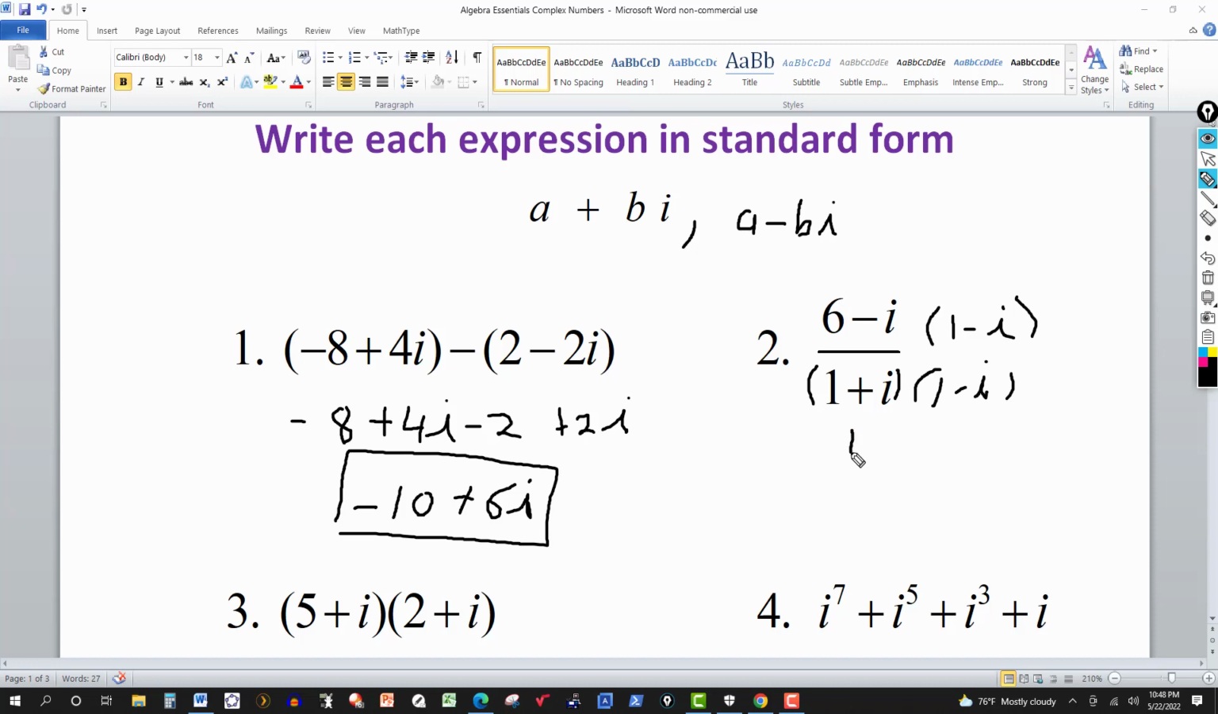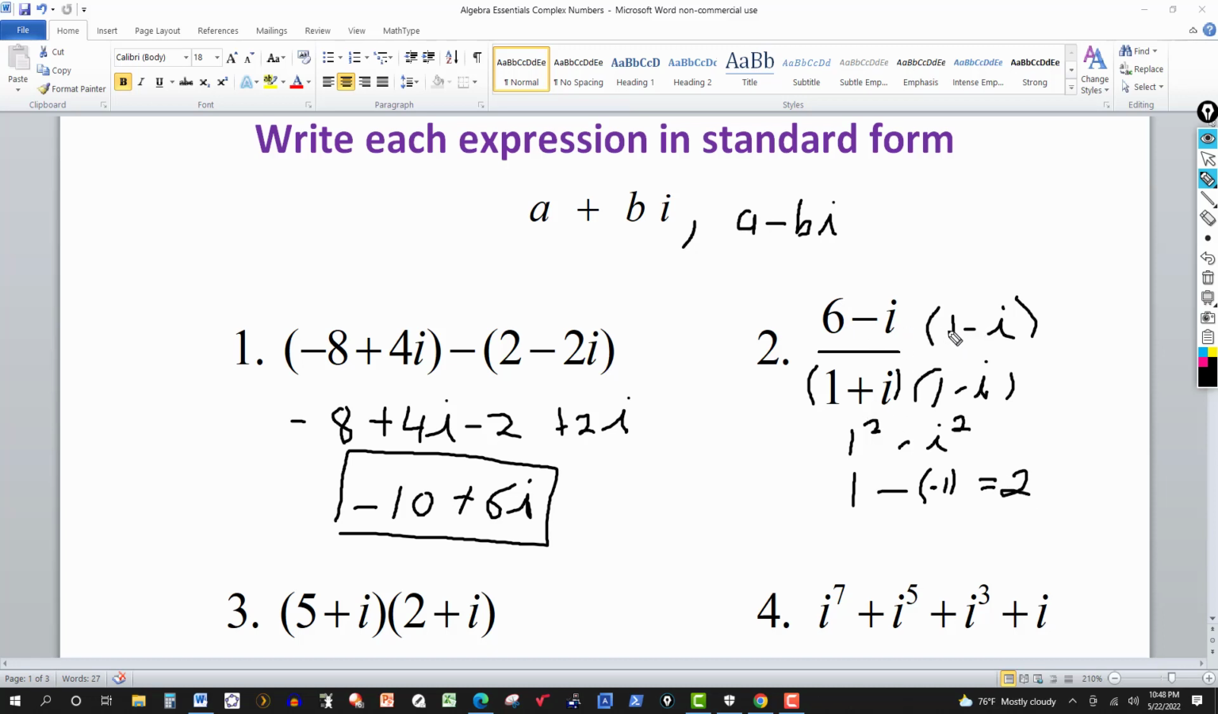So this is just going to give you 1 squared minus i squared. So 1 squared is 1. And remember, i squared is -1 by definition. So 1 minus a negative makes it plus 1. So this is 2. So we rationalize the denominator.